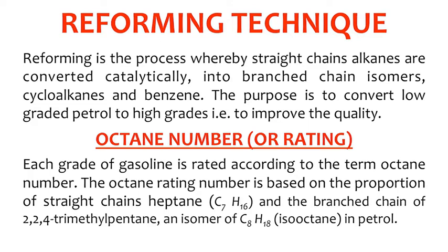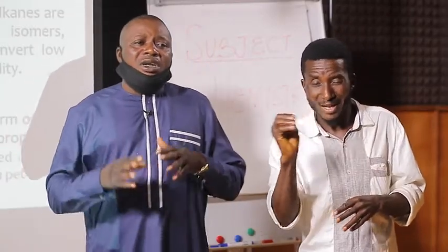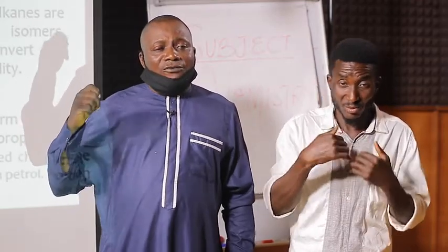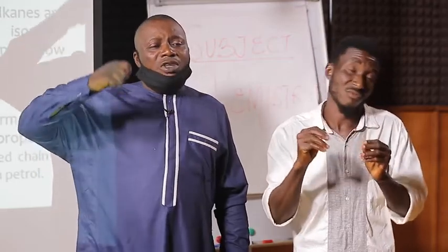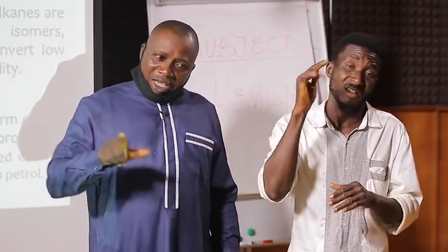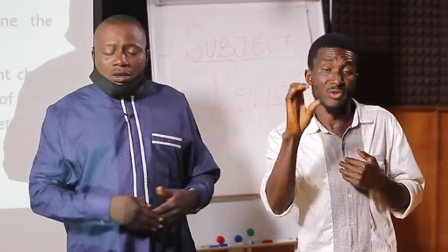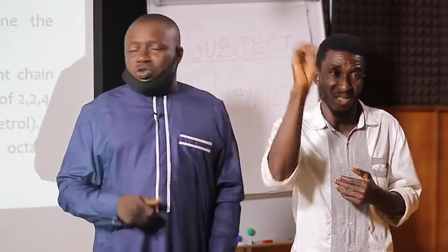So whenever we have such cases, we mix two chemicals: heptane and another chemical that we call 2,2,4-trimethylpentane. When they are mixed in the ratio 1:1, then we have an octane number rating of 50. But where the percentage of 2,2,4-trimethylpentane is higher than that of heptane, then we have up to about 100%, 100% petrol that would be good for us to use.